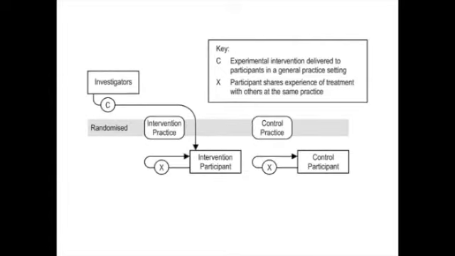One solution is to cluster randomize the trial at the practice level, which prevents the contamination Richard mentioned. If we assume that the flow of information does not extend between practices, then the circulating flow amongst control participants is isolated from the flow amongst intervention participants.